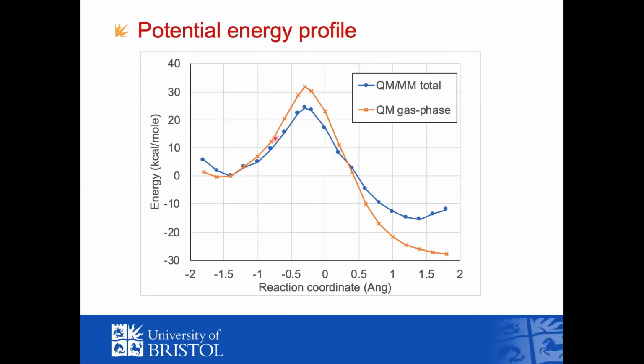And what we got out from the potential energy profiles were these 2 plots. So our potential energy profile, and yours might look a bit different depending on which snapshot you had, is essentially the QM/MM total energy along the reaction coordinate values. So we see a typical profile of the substrate, the transition state, and the product.